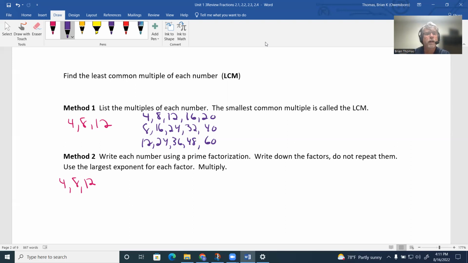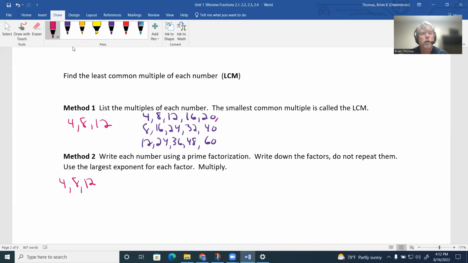So let's see if we can find any common multiples here. So I don't see 4 in common. I don't see an 8 in common. I don't see a 12 in common. I don't see a 16 in common. I don't see a 20 in common. So it looks like we have to keep on going here. So let's keep on going.